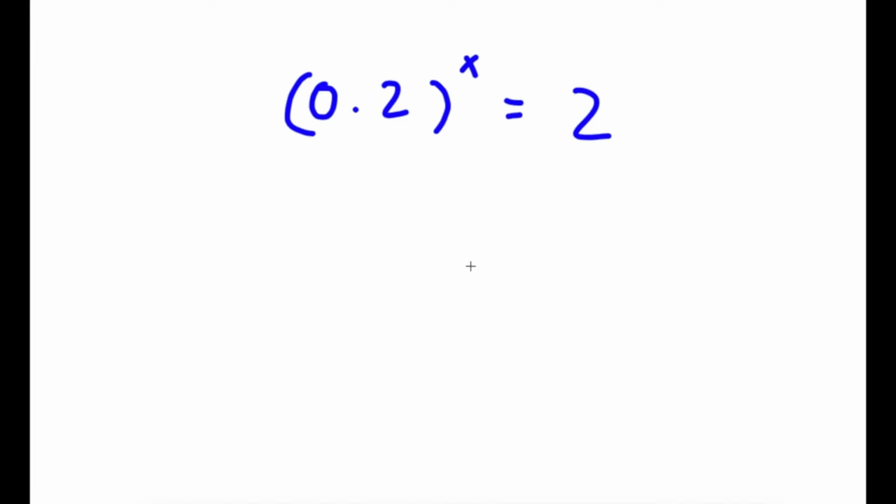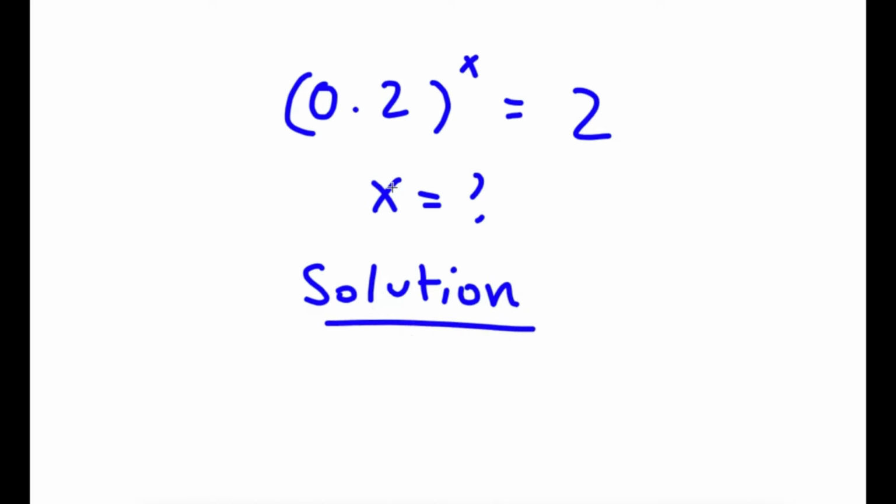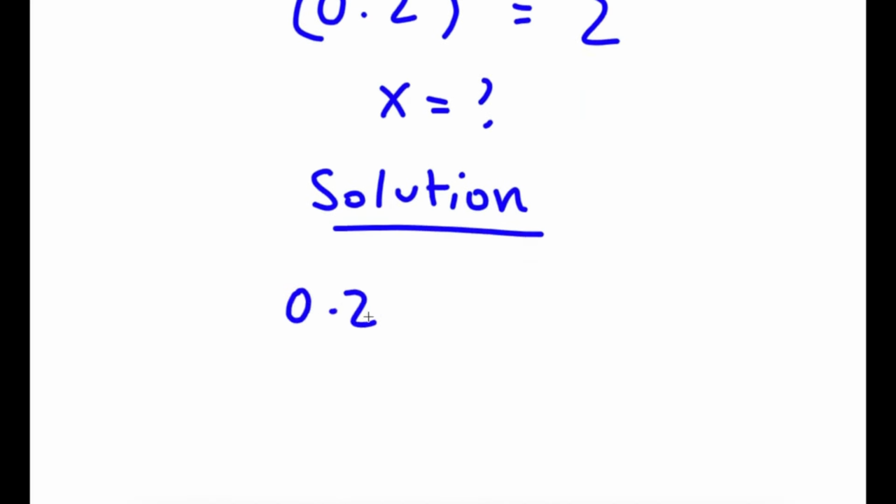Alright, so in this problem, I have 0.2 to the power of x is equal to 2. For this problem, I want to find the value of x. So for my solution, first start with 0.2 to the power of x is equal to 2.